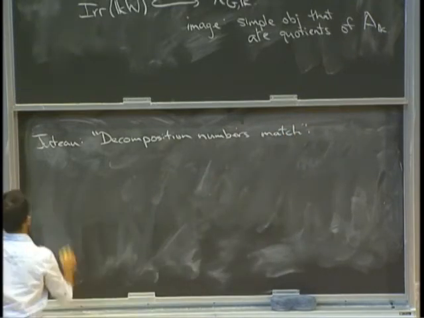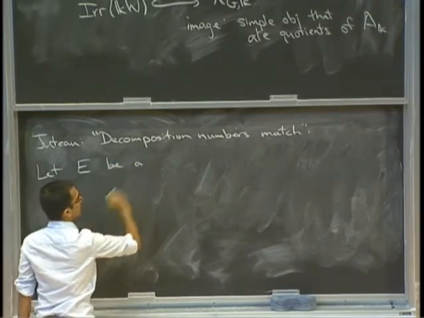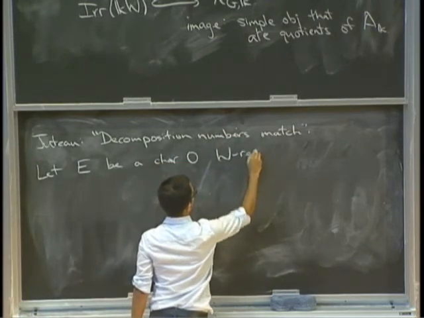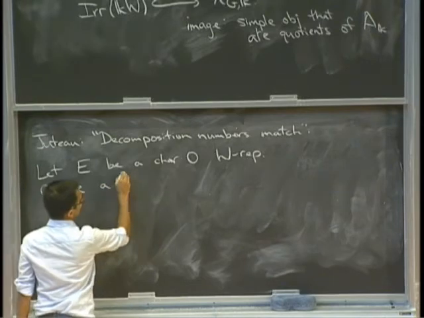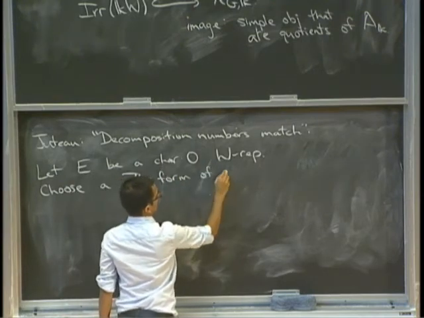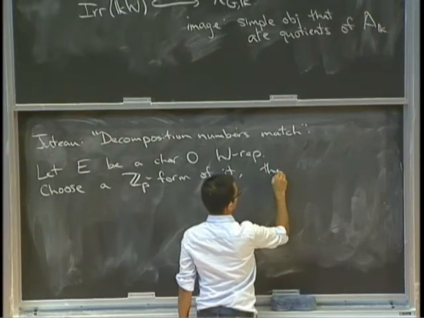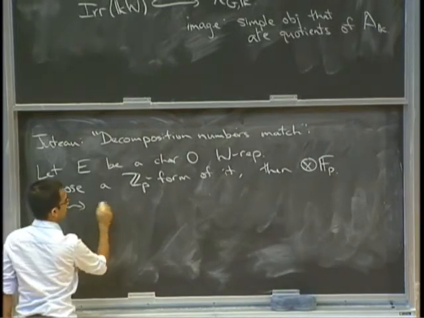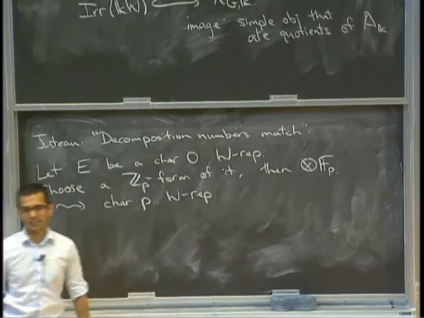Here's what I mean. If you take E to be a characteristic zero W representation, then you can choose a p-adic form of it and then tensor with the residue field. And then you get a characteristic p representation. And in general, the characteristic p representation you get is not going to be simple.